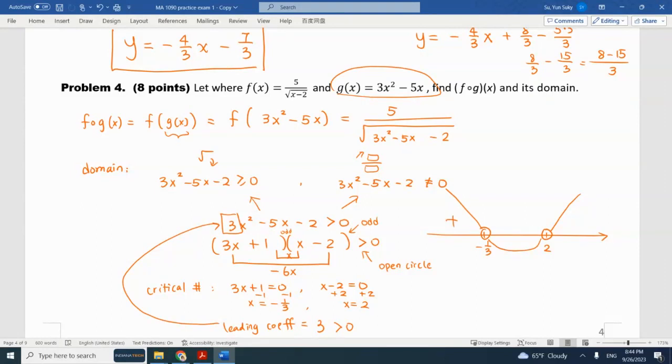Therefore, this is above the x-axis, positive, below, negative, above, positive, and we are looking for greater than or equal to 0. So greater than or equal to 0 is the positive. Therefore, it's from minus infinity to negative 1/3, union 2 to infinity. So this is the domain. If you can understand this problem, could you type 4 in the chat?